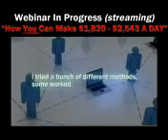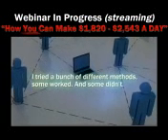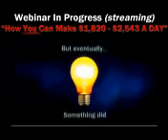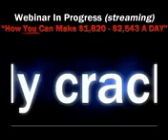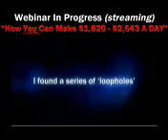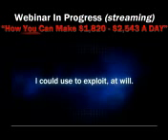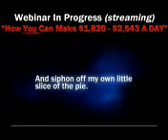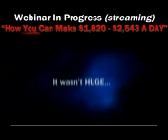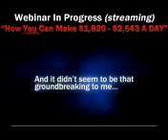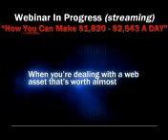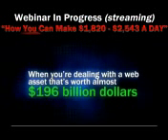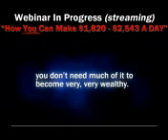I tried a bunch of different methods, some worked and some didn't. But eventually, something did. And with some extensive research and being very patient, I'll admit, I finally cracked it. I found a series of loopholes I could use to exploit at will and siphon off my own little slice of the pie. It wasn't huge, and it didn't seem that groundbreaking to me. But here's the thing. When you're dealing with a web asset that's worth almost $196 billion, you don't need much of it to become very, very wealthy.